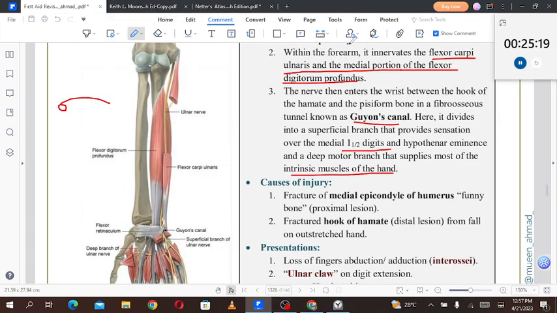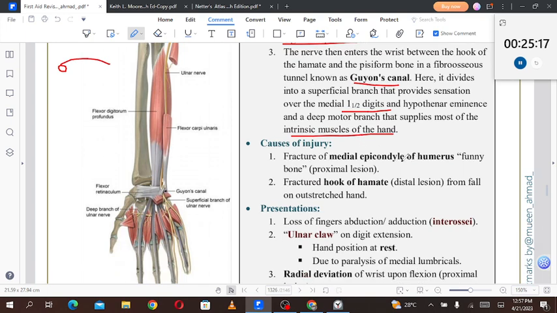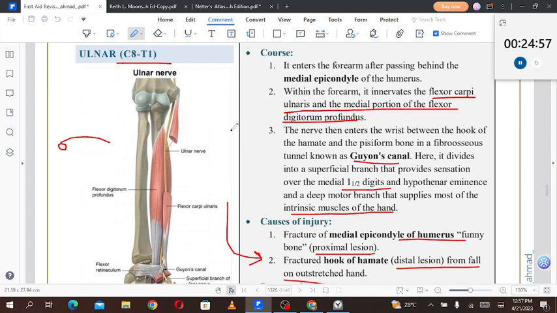So causes of injury: fracture of the medial epicondyle of the humerus, the funny bone, is a proximal lesion; a fractured hook of hamate is a distal lesion, in a fall on an outstretched hand. Remember these two things: either the medial epicondyle or the hook of hamate is fractured when the person falls on an outstretched hand. When these two types of fractures occur, the person can have an ulnar nerve injury.